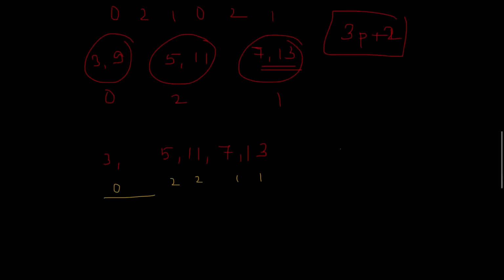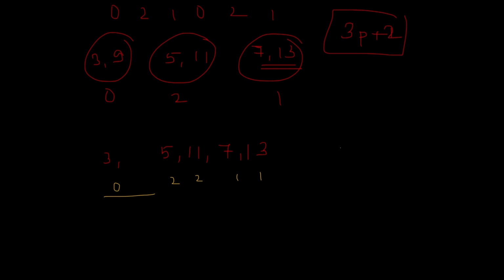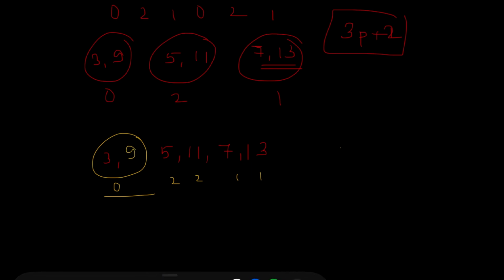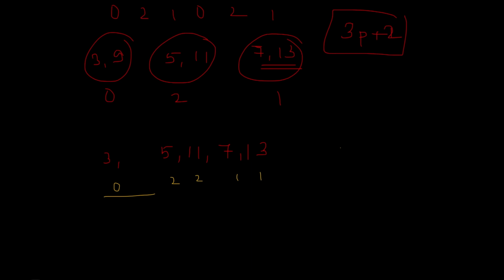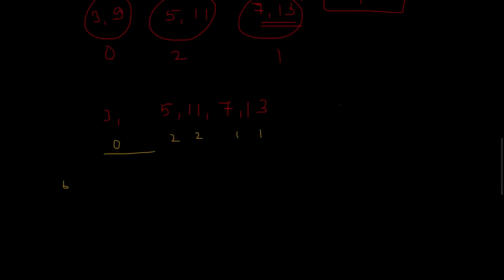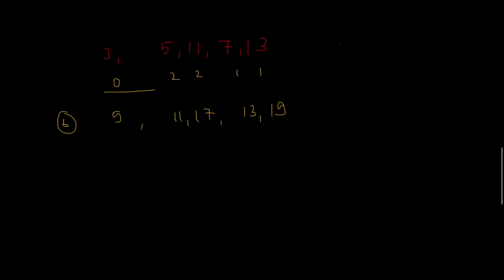Can I add 6 here? Earlier while I was adding 6, this pair was making the problem, because there was 9 here. But now there is no 9. So can I add 6 here? Let's check. If I add 6, the summation values are 9, then 11, 17, then 13, 19. Now let's look at this pair and this pair.